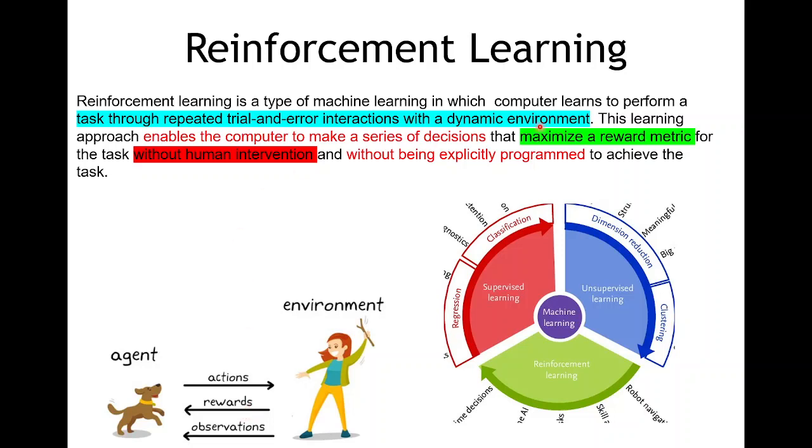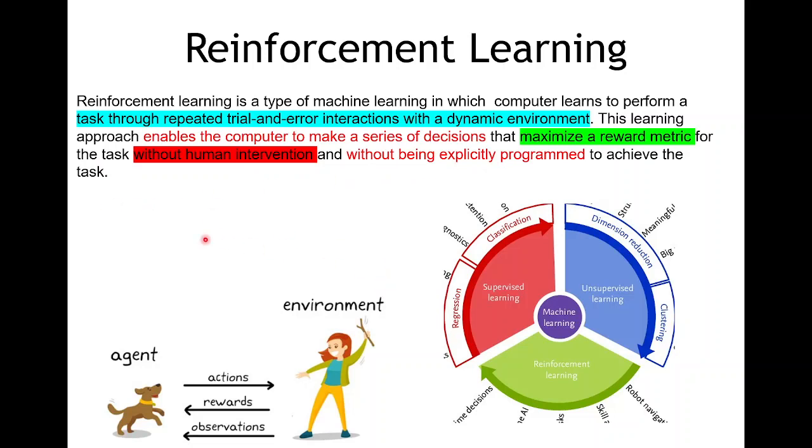So let's quickly recap. Reinforcement learning is a type of machine learning in which a computer learns, in this case the agent we were talking about is a dog, to perform a task through repeated trial and error interaction with a dynamic environment. This learning approach enables the computer to make a series of decisions that maximize a reward metric for a task without human intervention and without being explicitly programmed to achieve the task.